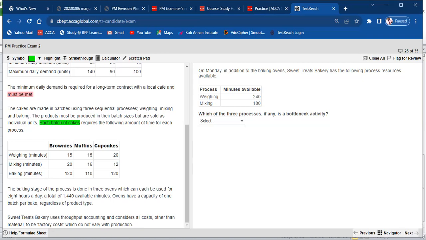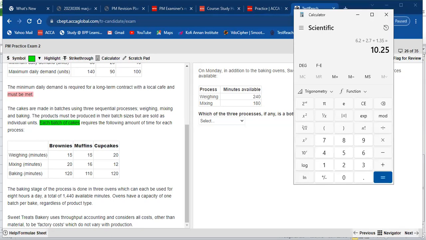Do I need to prove that? Not necessarily. 3 ovens. In one day, each oven can work for 8 hours. So we got all our 3 ovens working for 24 hours in the day. In terms of minutes, 24 hours times 60. That's 1,440 minutes. I don't need to prove it anyway.